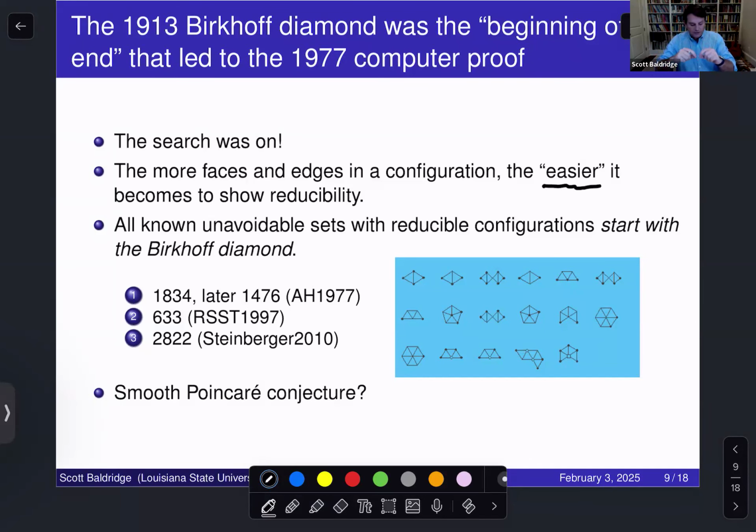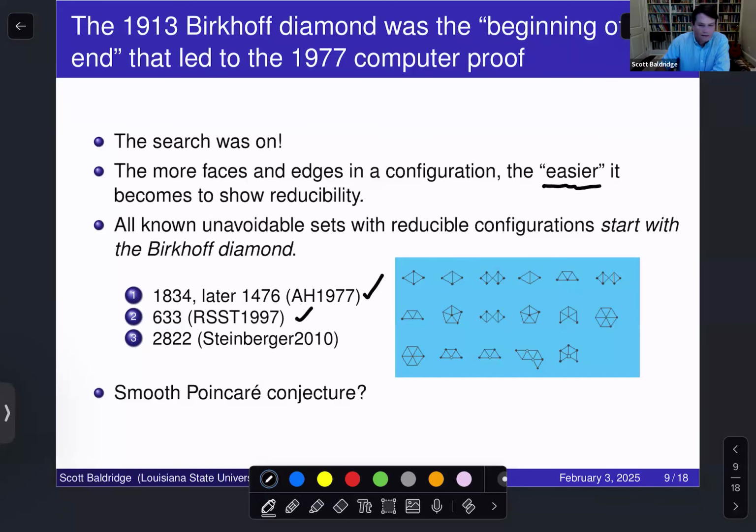So it now took another 64 years in which they were trying to build unavoidable sets where every picture in it could be reduced. And if that's the case, that would be the four-color theorem. The first one, of course, is Appel and Haken in 1977 using their computers. And then came along Robertson, Sanders, Seymour, and Thomas in 1997.